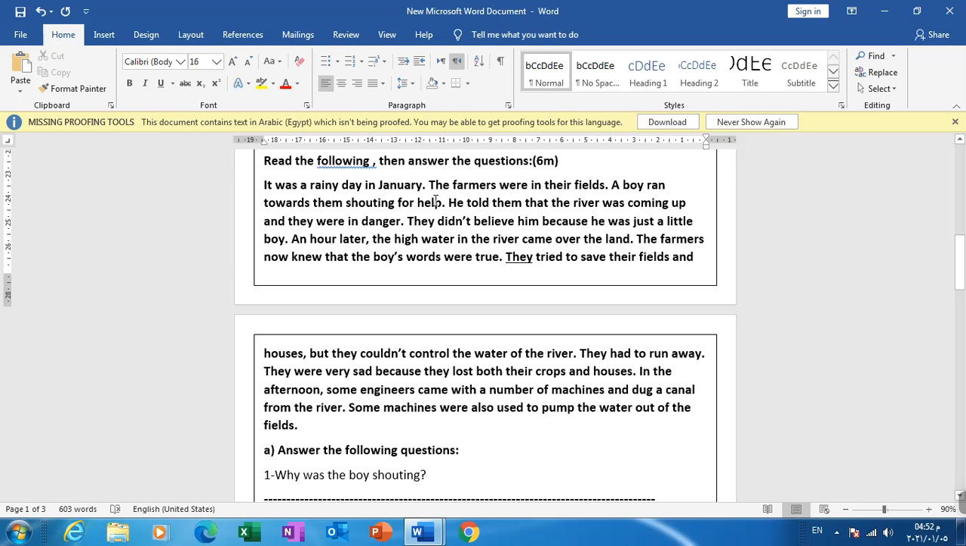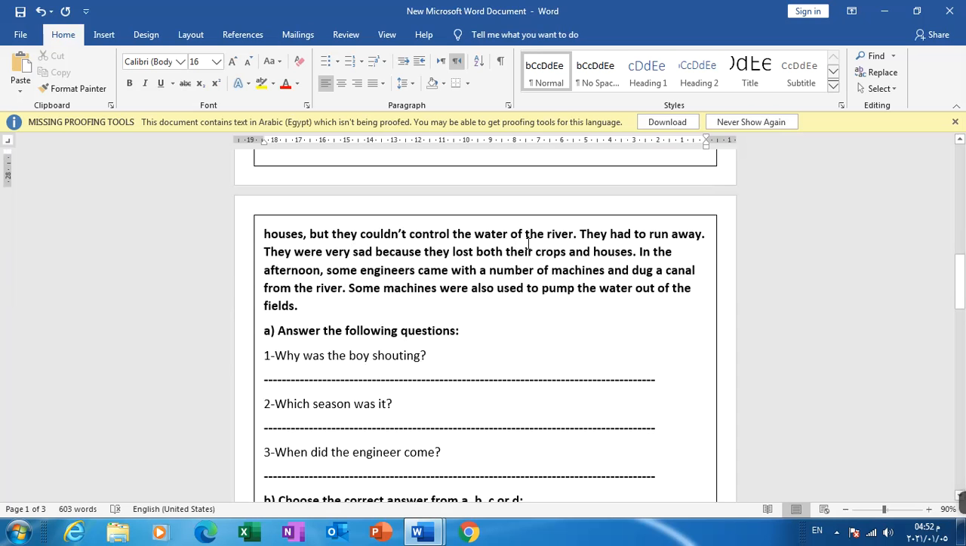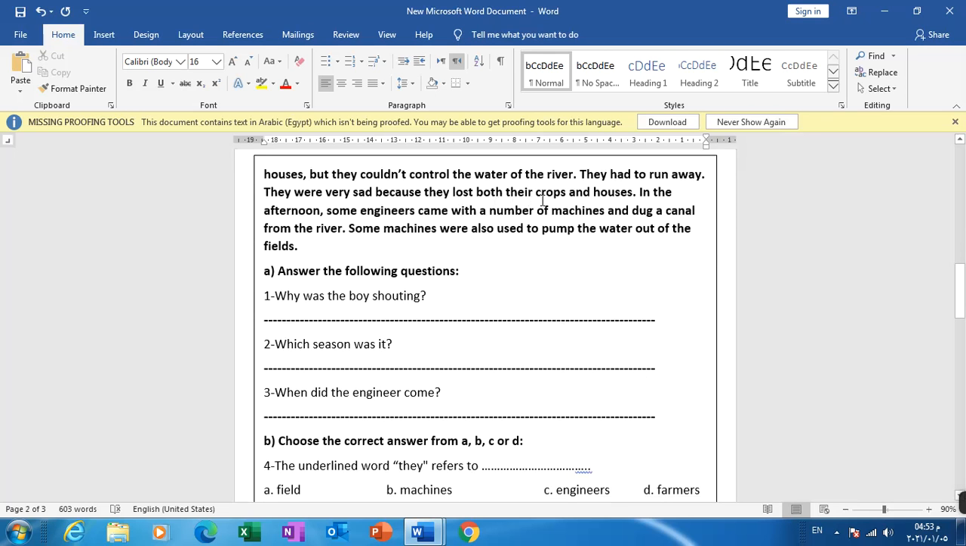It was a rainy day in January. The farmers were in their fields. A boy ran toward them, shouting for help. He told them that the river was coming up and they were in danger. They didn't believe him because he was just a little boy. An hour later, the high water in the river came over the land. The farmers now knew that the boy's words were true. They tried to save their fields and houses, but they couldn't control the water of the river. They had to run away. They were very sad because they lost both their crops and houses. In the afternoon, some engineers came with a number of machines and dug a canal from the river. Some machines were also used to pump the water out of the fields.